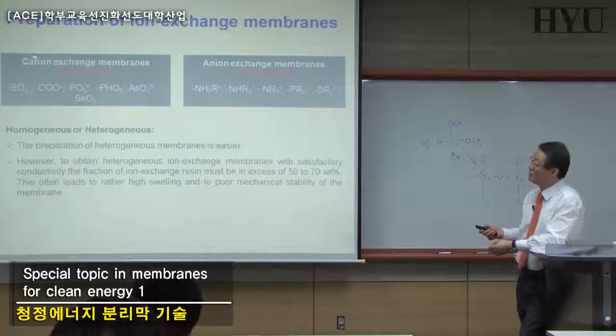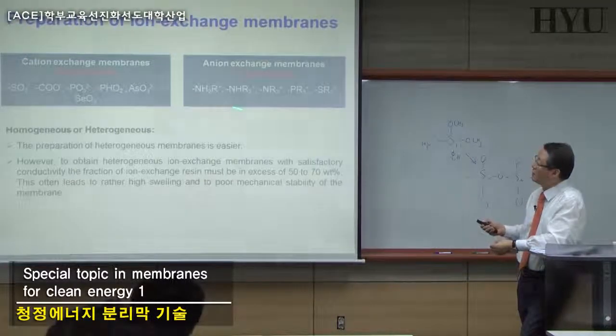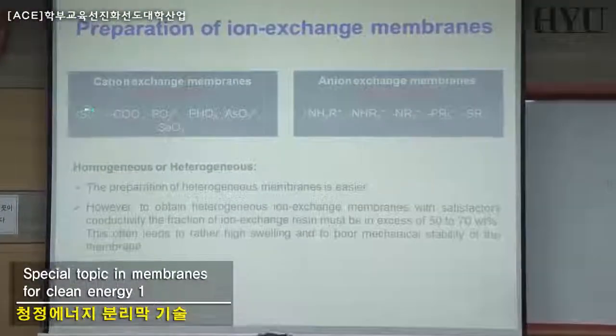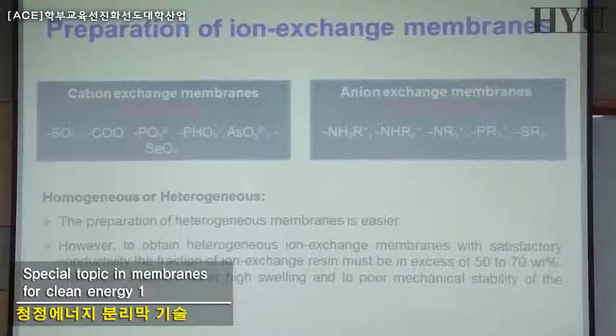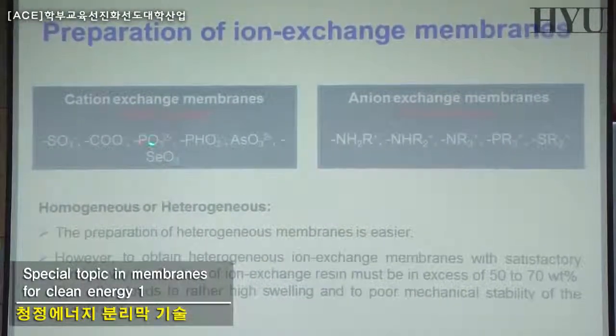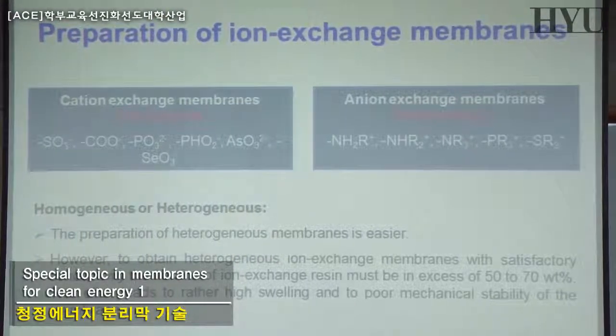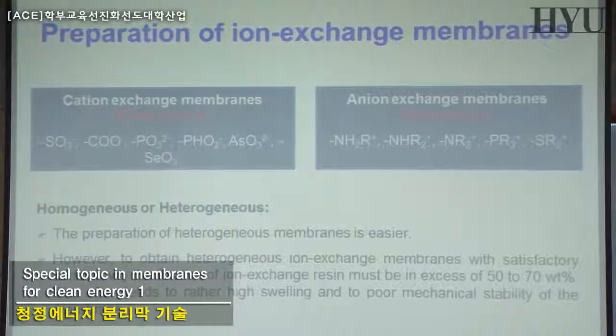These are examples of fixed anions and fixed cations. Usually the sulfonic acid, carboxylic acid, and phosphoric acid are the most interesting and most popular fixed anions in the case of CEM. In AEM we have ammonium, or in some cases guanidinium. Many other functional groups could also be used in this case.